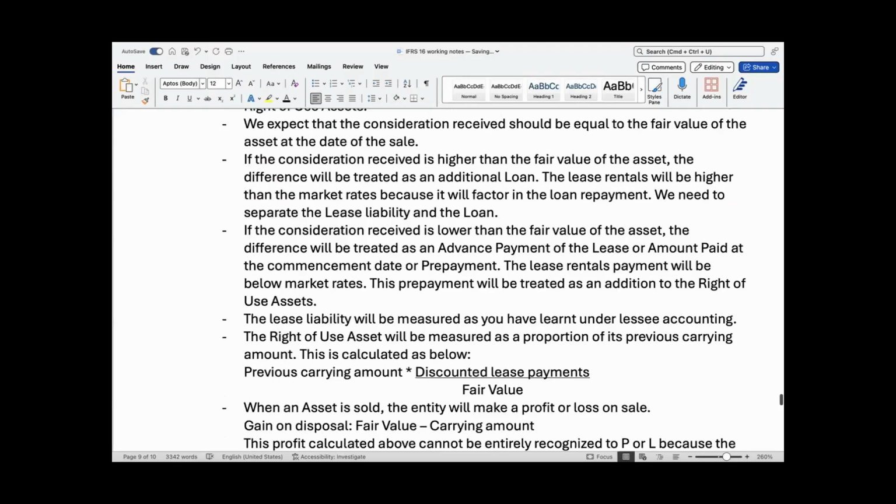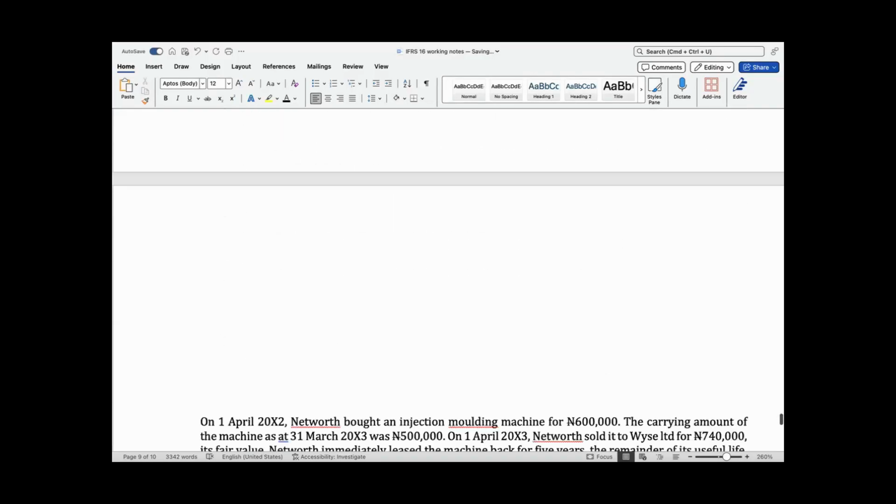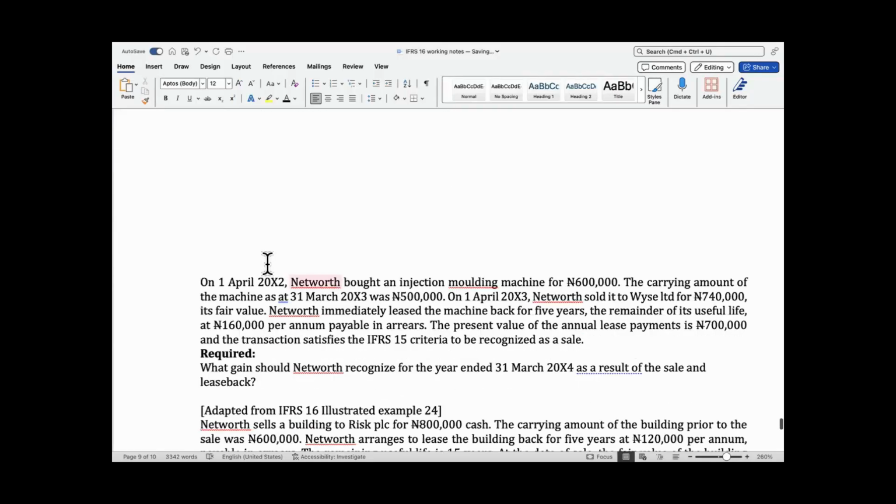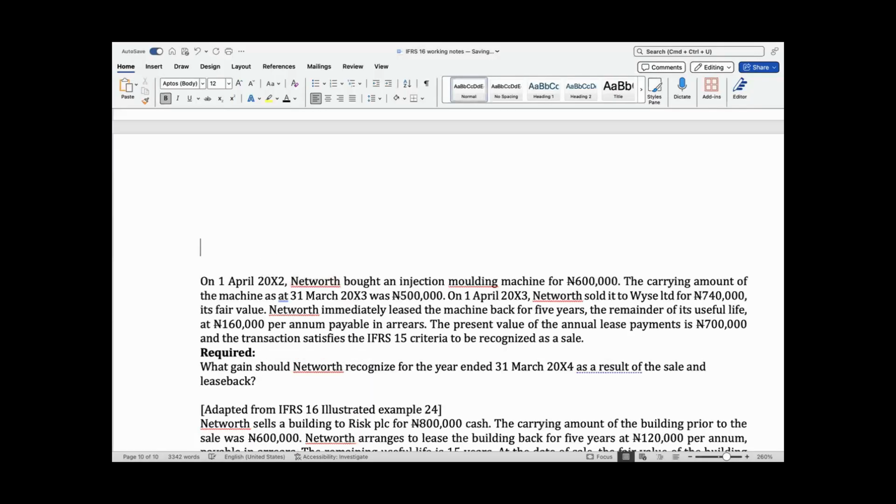Okay, I think we have learned a lot of theory. I think it makes sense to solve questions so that this can make a little sense to us.